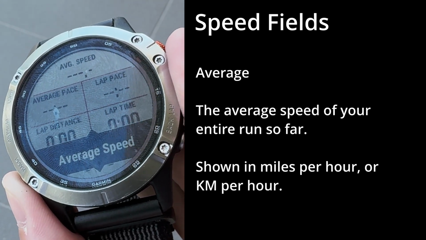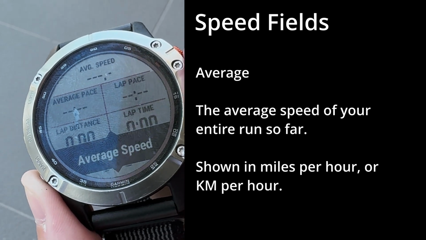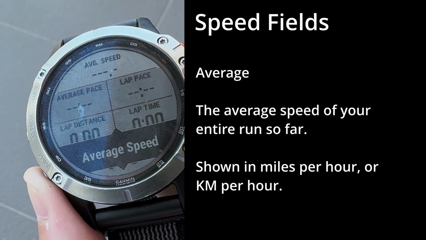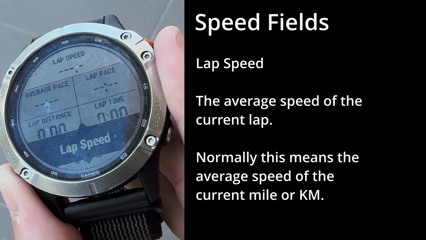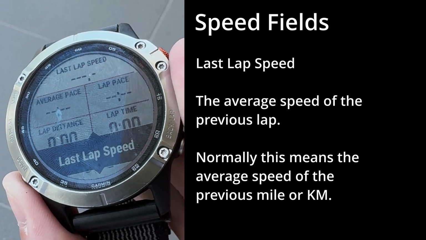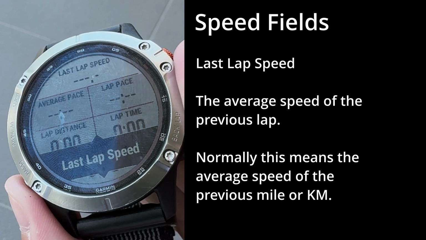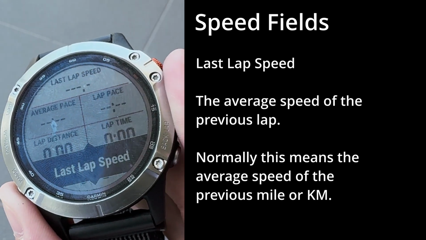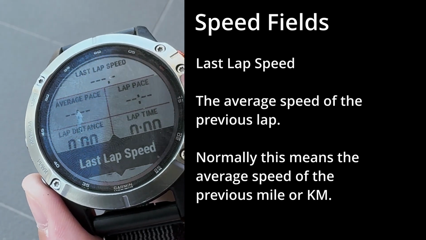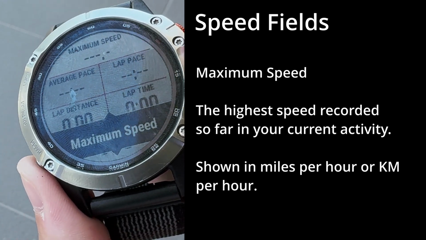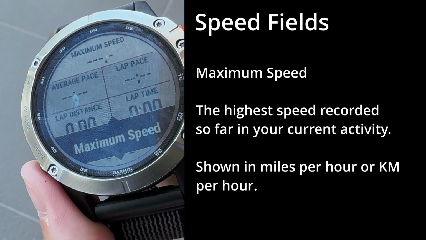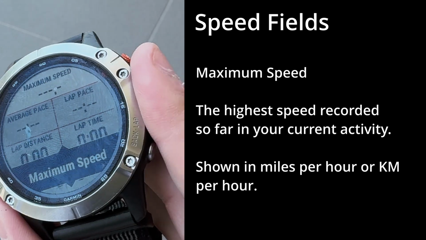Average speed, similar to average pace, your average speed throughout the entire duration of that activity. Lap speed, average speed during that lap you're in. Last lap speed, again, pretty self-explanatory, how fast you ran that last lap. That will either be how fast you ran the last K or how fast you ran the last mile. Maximum speed, the top speed you've achieved during the run. This is incredibly useless, but it's there if you want it.